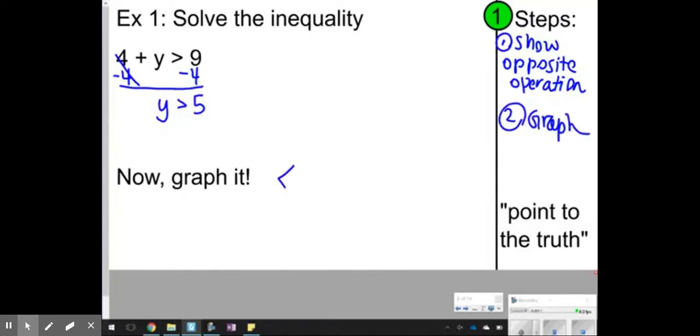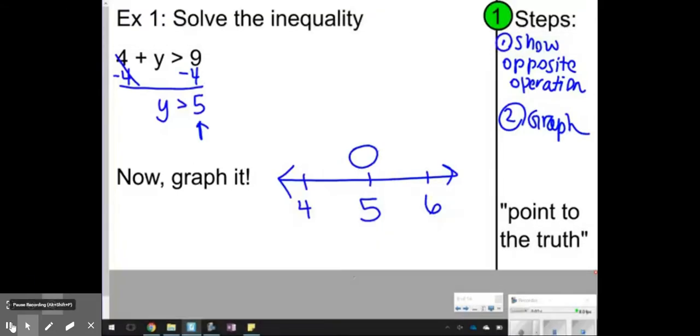Okay. As you're graphing, you're focusing on this number that's given to you. So the number that's given to me is 5. You're putting one number to the left of 5 and one number to the right of 5. We will have an open circle because 5 is not a part of the solution.